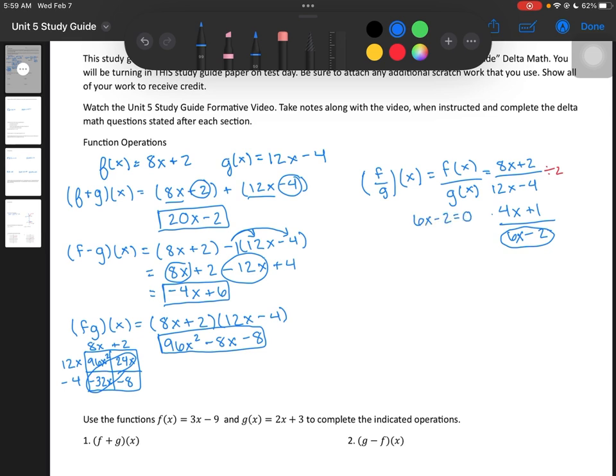So to find out what that number is, if we can't easily tell, we do 6x minus 2 equals 0. And then we just solve for x. So I'm going to add 2 to both sides and then divide by 6. We know that 6 and 2 can both be divided by 2, so that simplifies to 1/3. So we would say that this function is (4x plus 1) over (6x minus 2), but x cannot equal 1/3. Okay? Because that's our domain restriction.